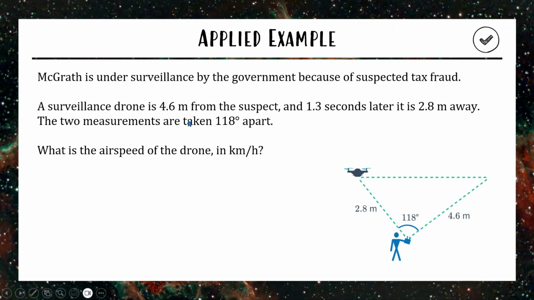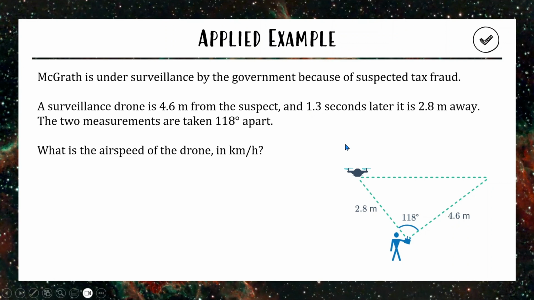A surveillance drone is 4.6 meters from the suspect. That's this line over here. And then 1.3 seconds later, it flies over here, which is 2.8 meters away. Now, I somehow measured that these two lengths had an angle of 118 degrees between them. Maybe I had some sort of laser reader on my phone. I don't know. But we have this triangle here, and we're going to use it to find the airspeed of the drone in kilometers per hour, even though the measurements were given in meters and time given in seconds.